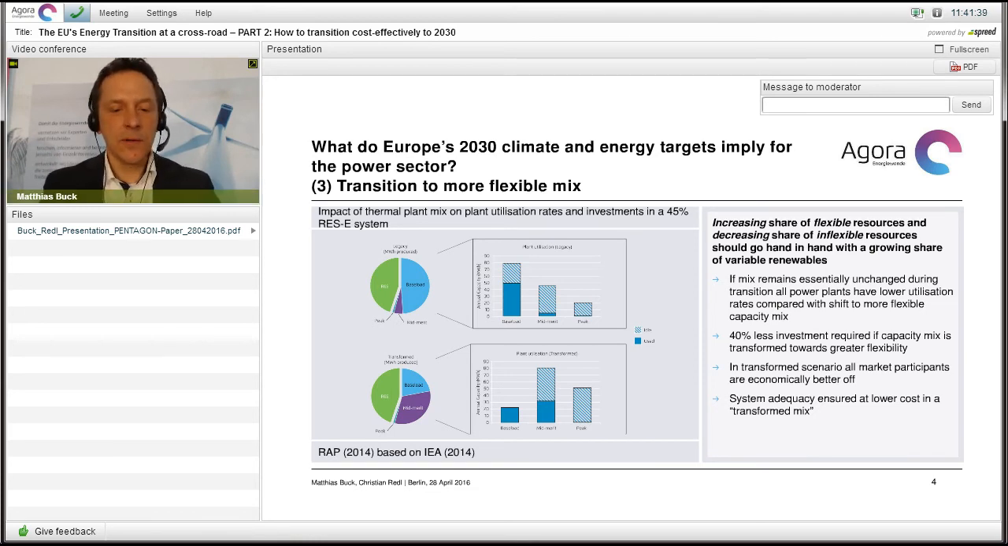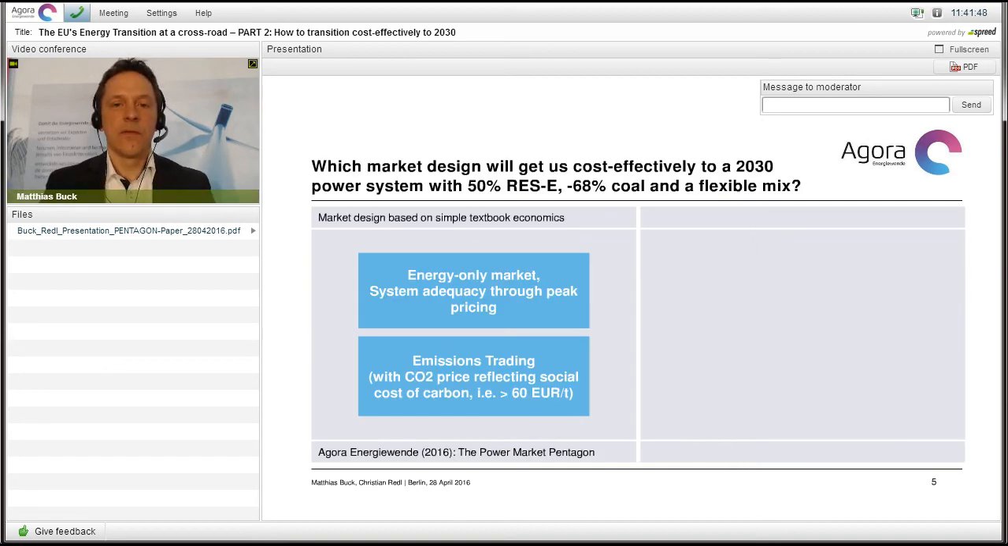Now, the question, how do we get cost effectively to the 2030 power system, is at the center of our study. And the question is, which market design will get us cost effectively to 2030? Where we're expecting 50% RES-E, a significant decline in coal, and a much more flexible mix. Now, if you are following the discussion that is currently taking place in Brussels, you will observe that there is a predominant discourse on further developing the energy-only market on the one hand side, and further developing the EU emissions trading system. And there is a broad expectation that by doing this, particularly focusing on these two building blocks, this would at the end deliver what we need for a cost-effective transition to 2030.